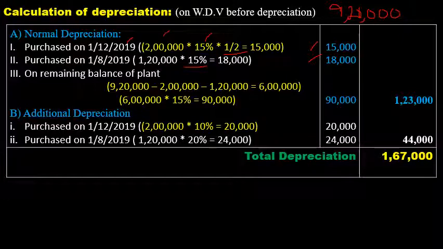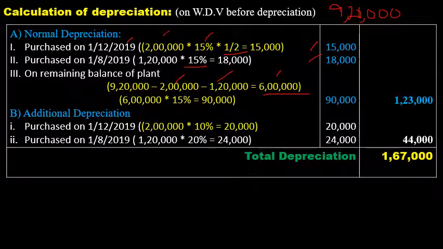So now the total value for the depreciation is 9,20,000. In that, for 2 lakh we have already calculated the depreciation, and for 1,20,000 we have also calculated the depreciation. Then the remaining balance, or remaining value for the depreciation, is 6 lakh.